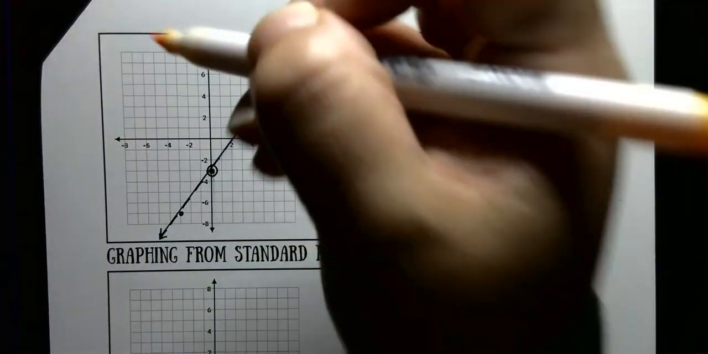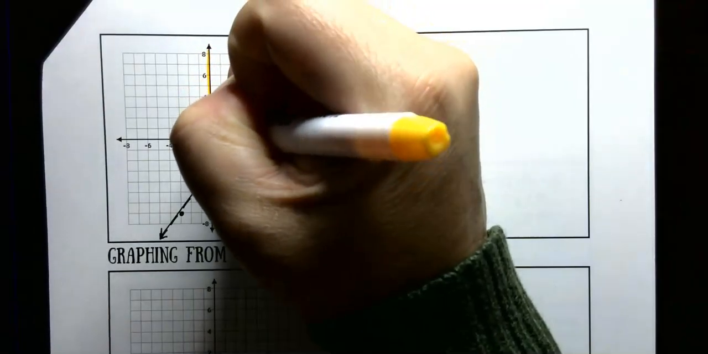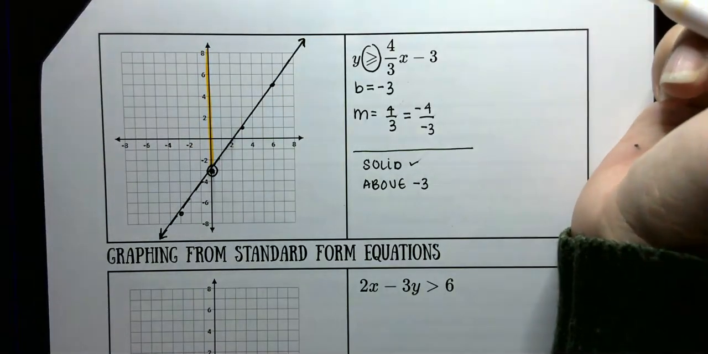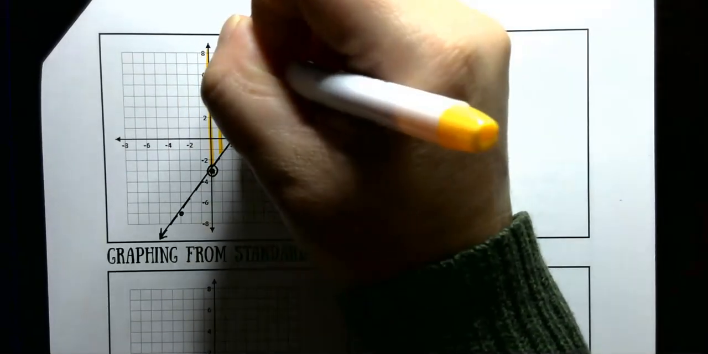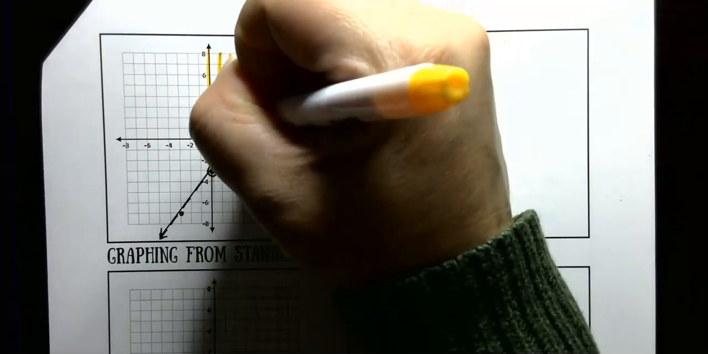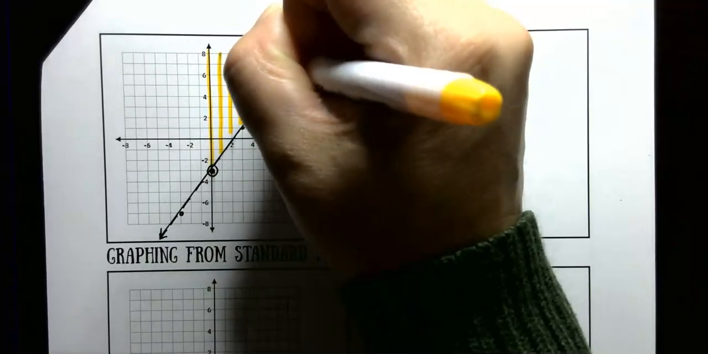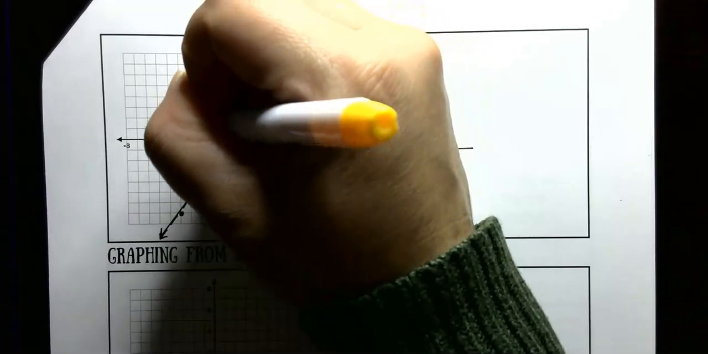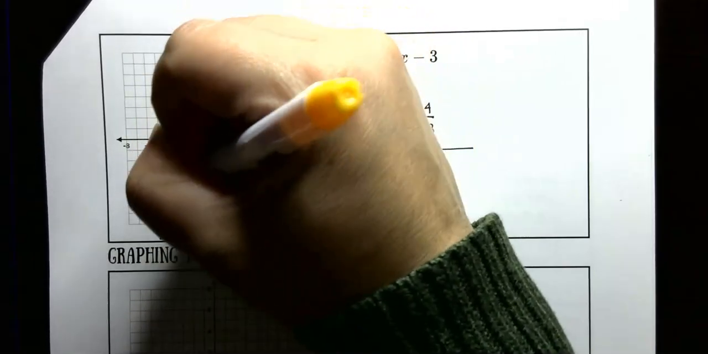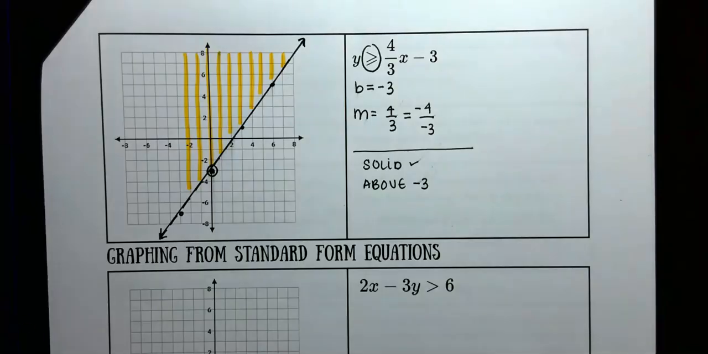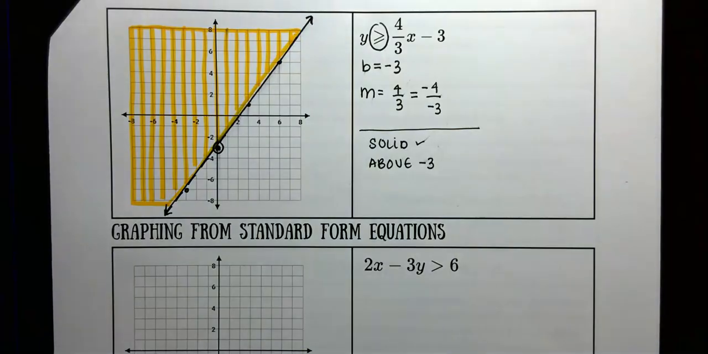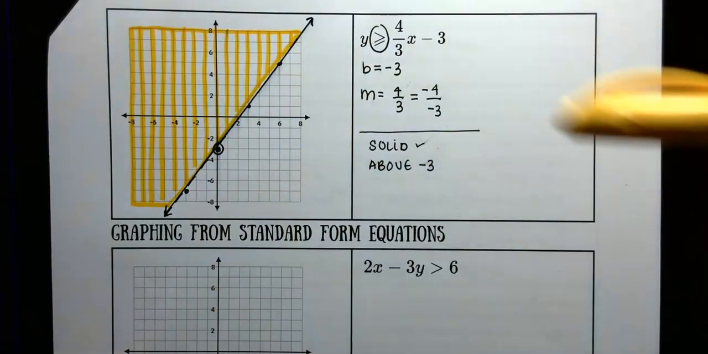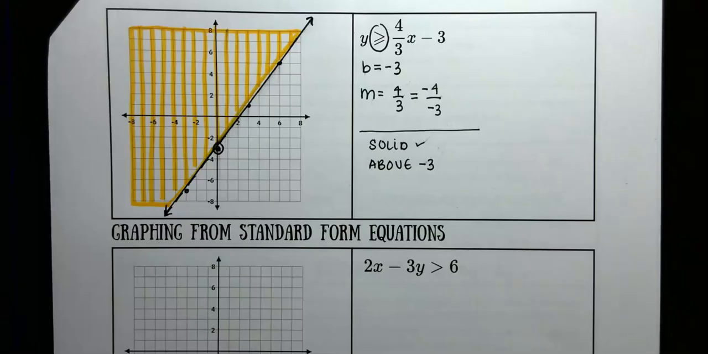So I'm going to switch up my color here. And these are the numbers above the -3, which indicate that everything on this side is going to be our shaded region, our solution set. And so as you can tell, everything above this line would be considered part of the solution. Everything below the line would be considered not part of the solution, or something that would make it false.